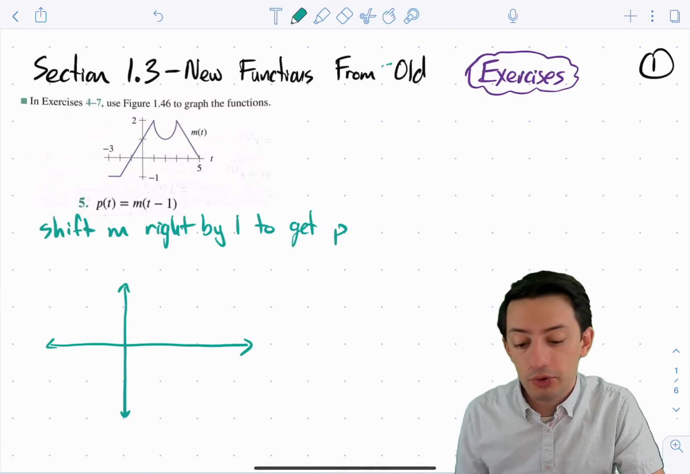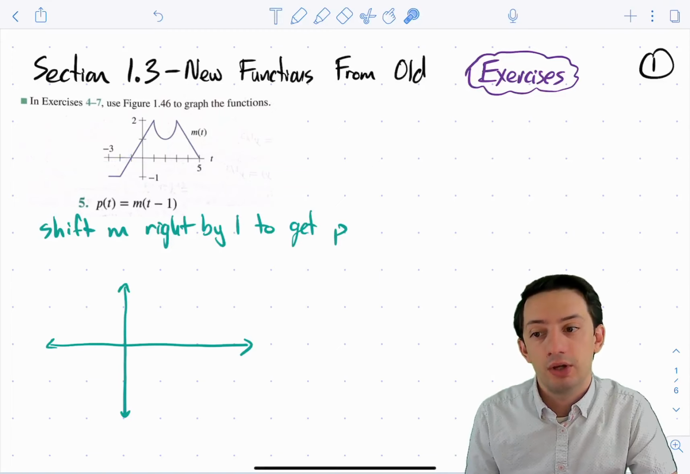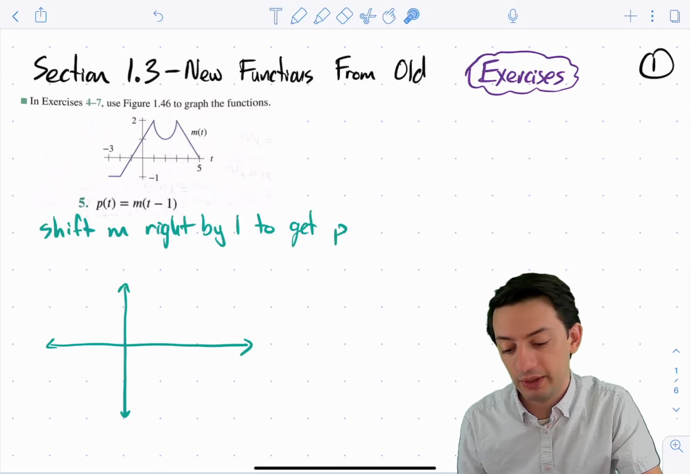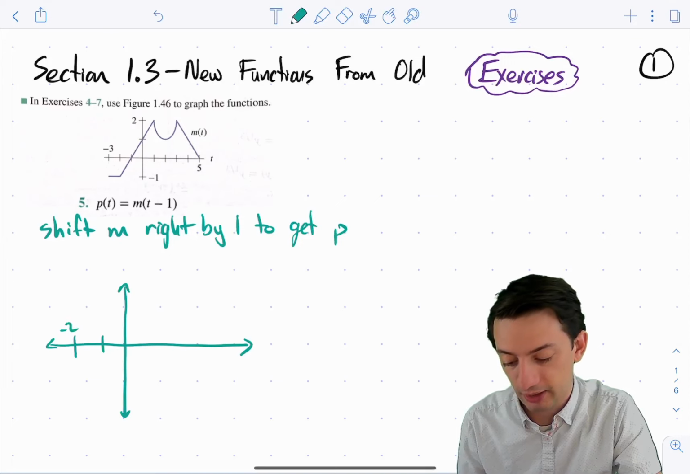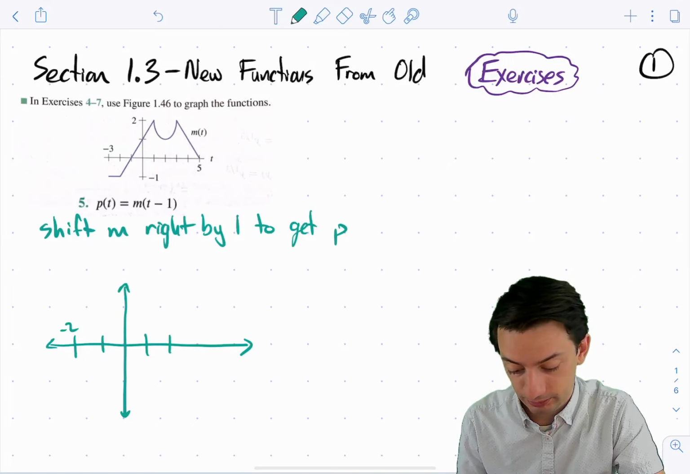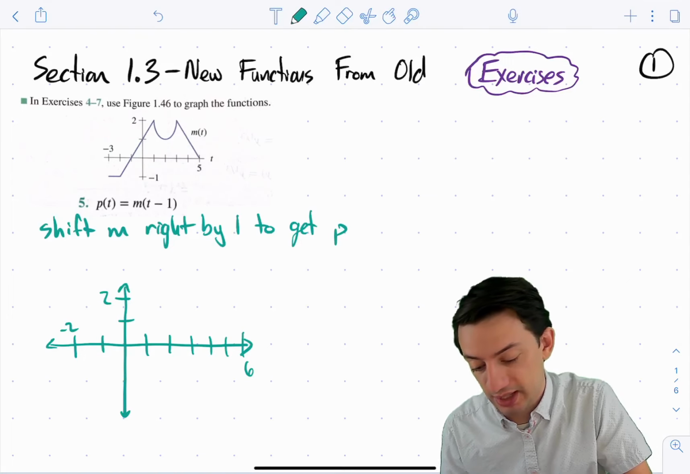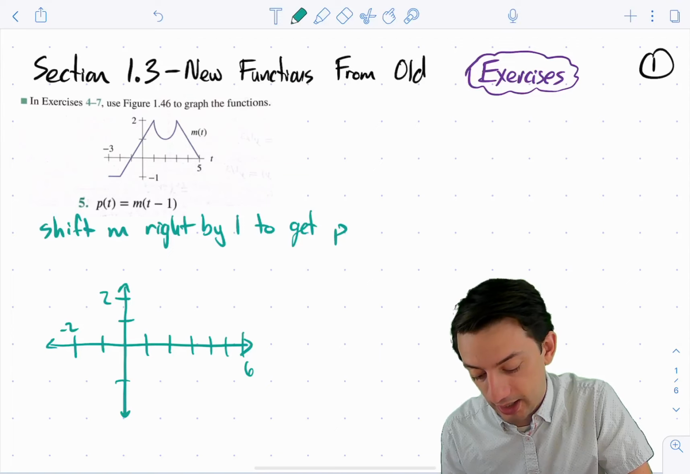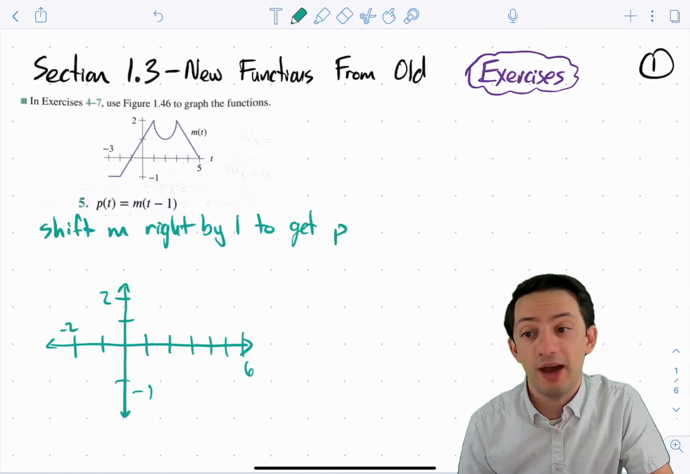Now the leftmost point in the graph that they gave us was -3. Since we're moving to the right by 1, we only need to start at -2. That's our -1 and 0. And since they went up to 5, we have to go up to 6. For the heights, we're not doing any height change, so we need the same heights of 2 on top and -1 on the bottom.